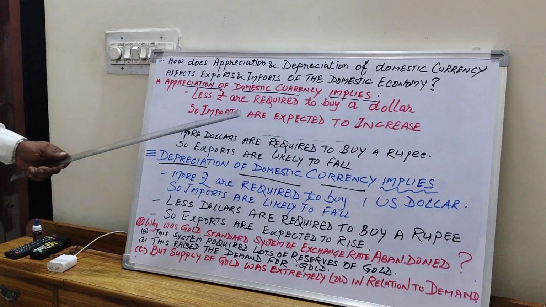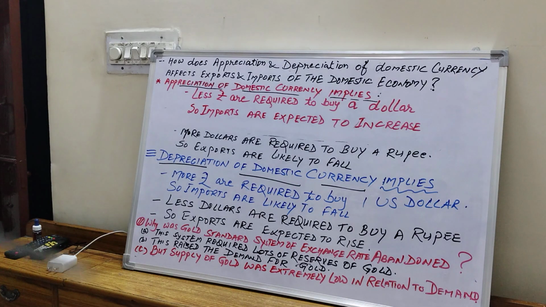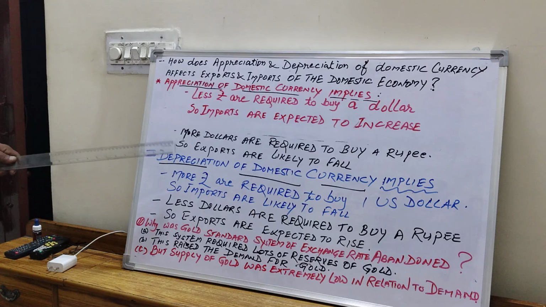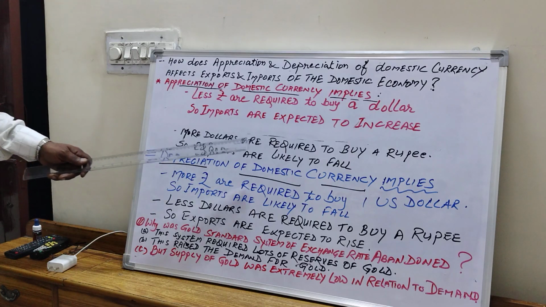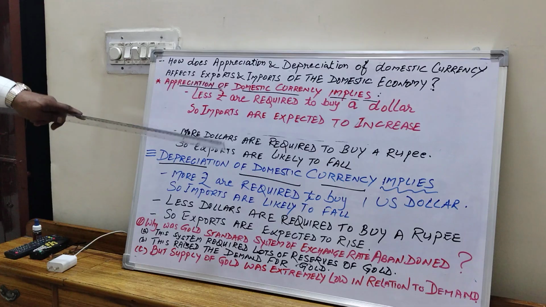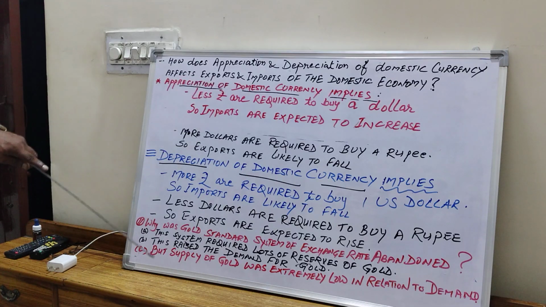It means imports are expected to increase. जो इंपोर्ट है वो हमारे बढ़ सकते हैं, provided quality, quantity, features of that product should be same and price will be less, only then imports will be increased. More dollars are required. On the other hand, more dollars are required to buy a rupee. So exports are likely to fall. So दोनों एक ही मीनिंग है. उधर एक्सपोर्ट से बात कर रहे हैं, इधर इंपोर्ट से कर रहे हैं, रिवर्स है.